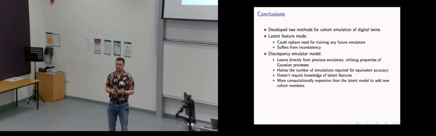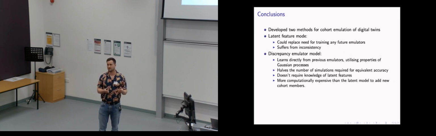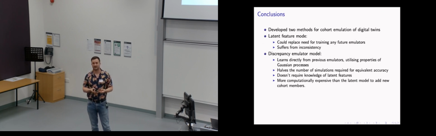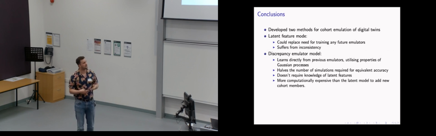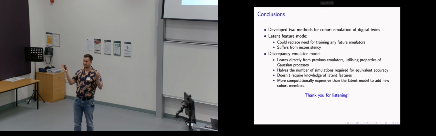And then the second method we've tried is this discrepancy emulator model, which learns directly from the means and covariances of our previous emulators, utilizing those nice properties of Gaussian processes. And we found that in this particular problem, it halves the number of simulations required for equivalent accuracy. I think it performs similarly on a different cardiac model that I've tried. It doesn't require any knowledge about those latent features. But on the downside, it is more computationally expensive than the latent model to add new cohort members to it, because you are having to do that each time you get a new patient in. Yeah, thank you so much for listening.